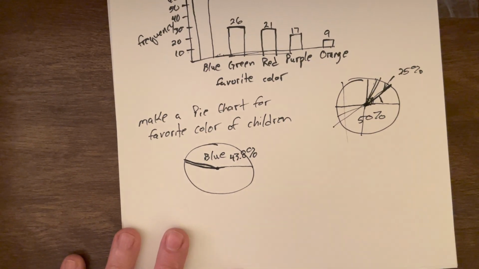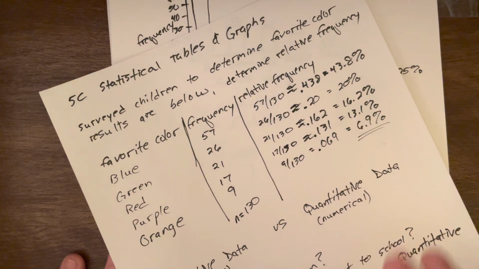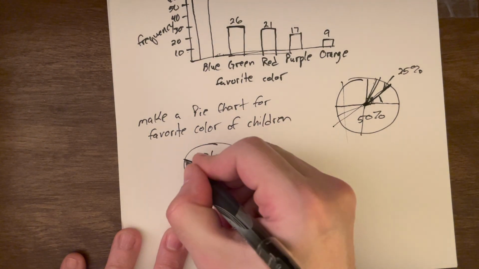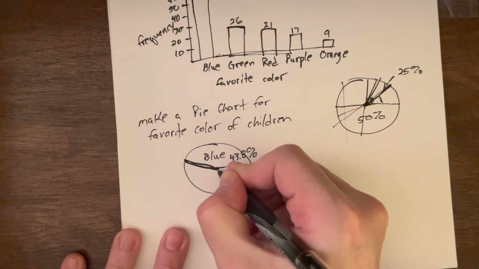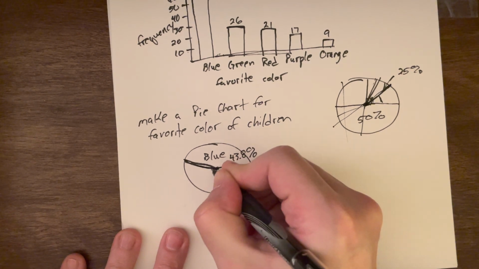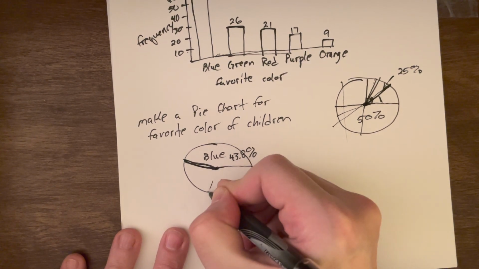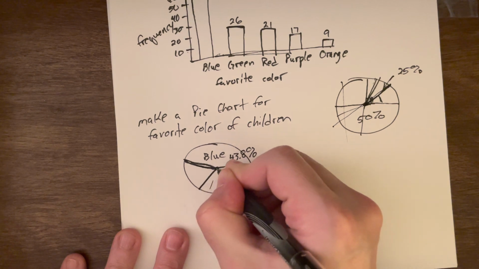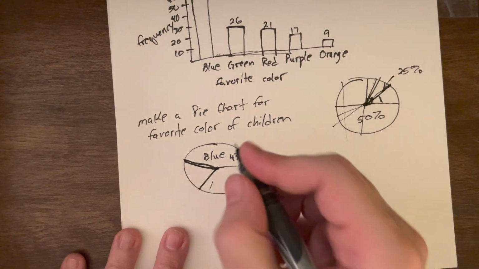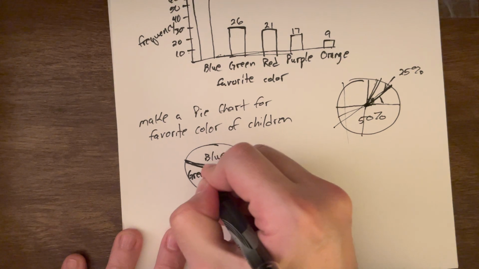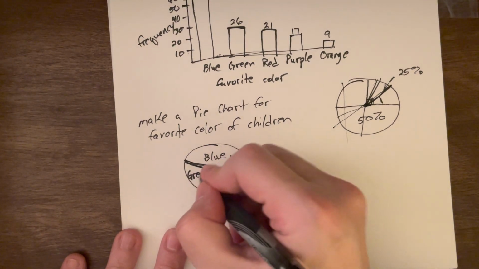And we keep going. The next one was green, and that was 20%. So now I'm going to start from here. A quarter, right? If I make that right angle right here, that would be 25%, but I need less than that. So that's a decent piece of pie that represents green. And there's my 20%.